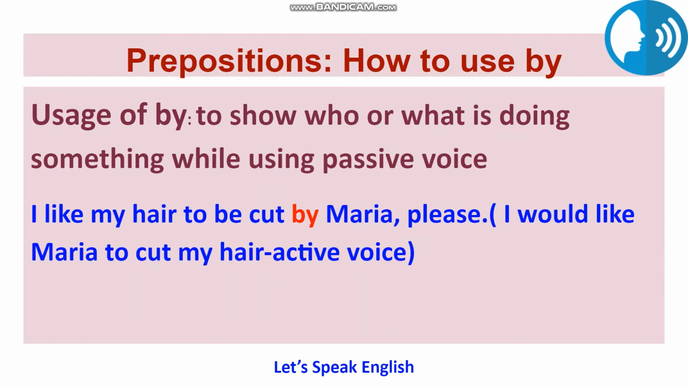So in the first example, I'm using the passive voice to show that the emphasis is on the action, not on the person. The action is the most important thing in this sentence. And we use by to know who or what is doing the action, if it's important.